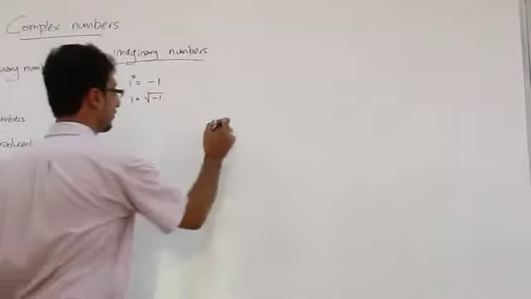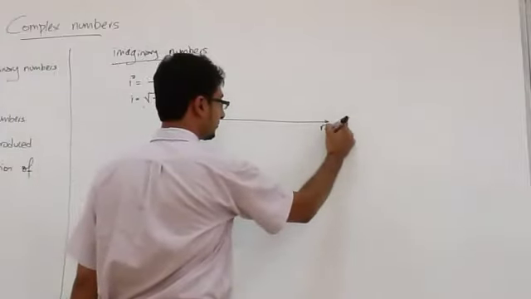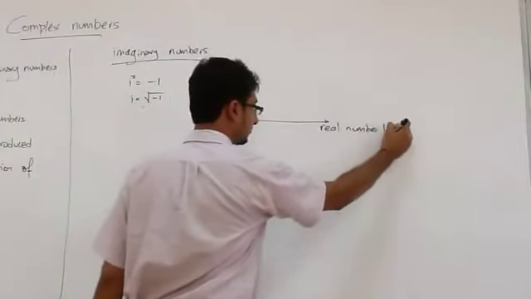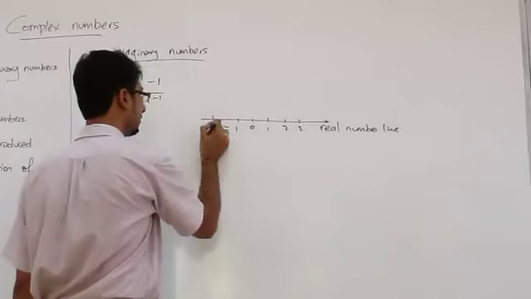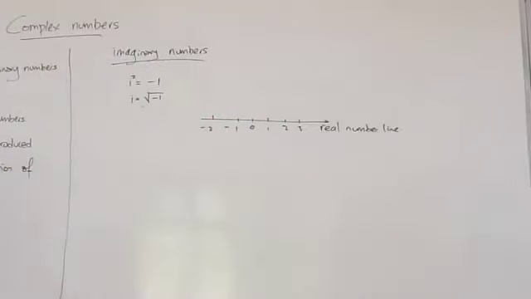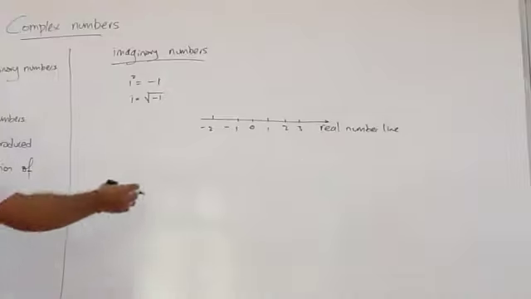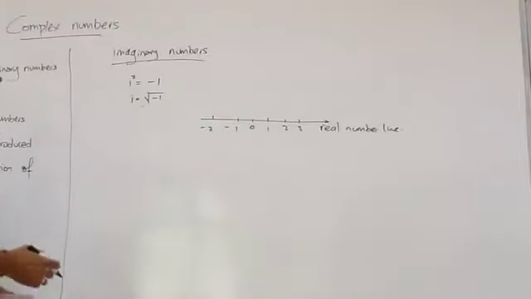You know the real number line. The real number line contains numbers which can be positive or negative. These numbers, we relate them to quantities, usually. For example, I owe so much money. I have $2, $3, or I owe $2 or $3. So we relate these numbers to quantities.